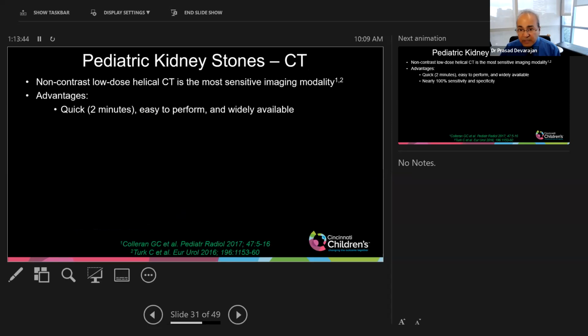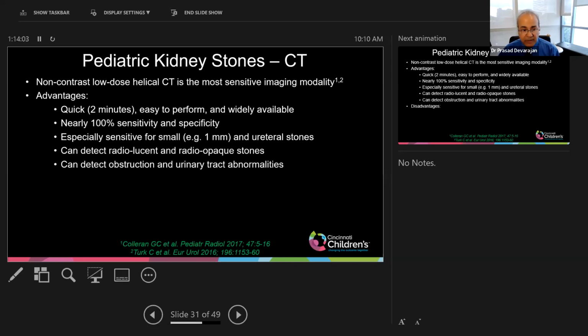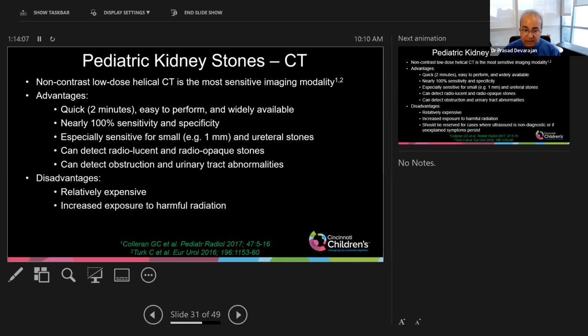It's quick, 2 minutes, easy to perform, nearly 100% sensitivity and specificity, and it's especially sensitive for the small stones and the ureteral stones. Remember, stones that are less than 5 millimeters, we may miss by ultrasound, but you will always pick it up by CT scan. And it can also detect abnormalities. Well, it is expensive. And there is, like I said, increased exposure to harmful radiation, especially in our children that get recurrent kidney stones.